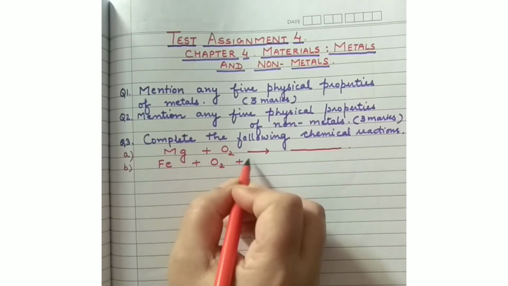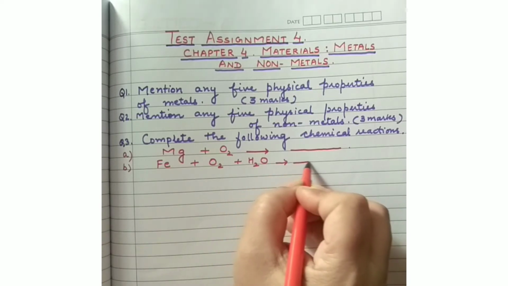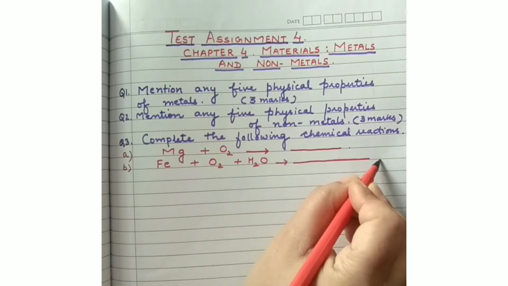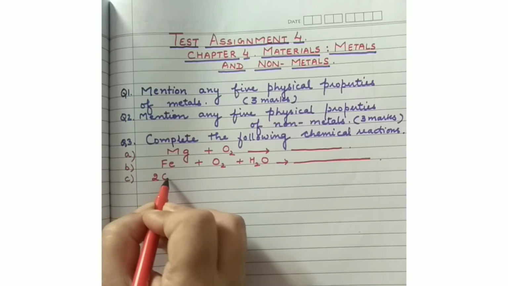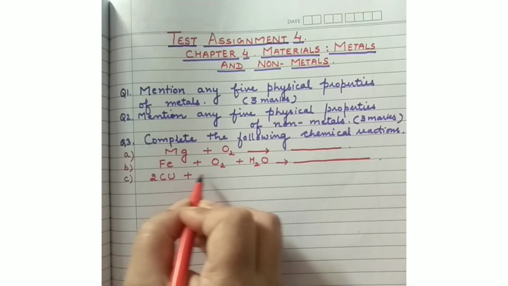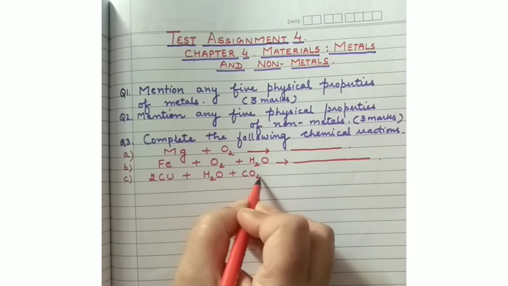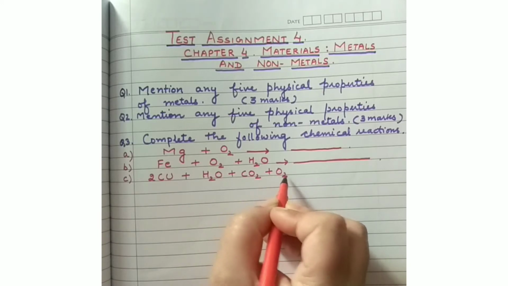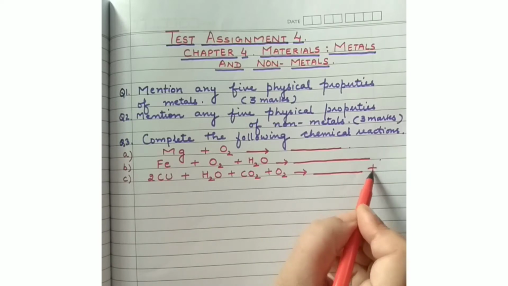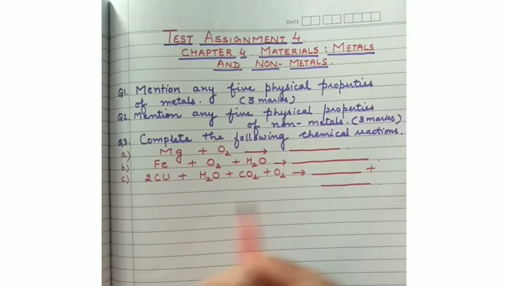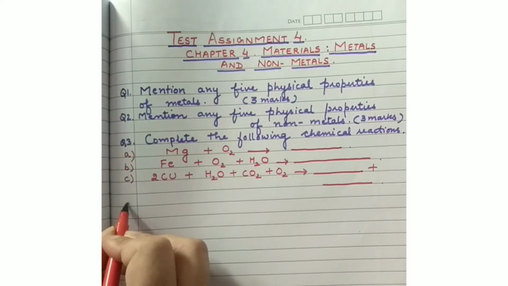Now in B part, iron. The symbol of iron is Fe. Reacts with oxygen O2 and water H2O, and it gives, there is a blank, you have to complete the chemical reaction. C part is 2 atoms of copper plus water H2O plus carbon dioxide CO2 plus oxygen O2. It gives blank plus blank. You have to complete the chemical reaction.